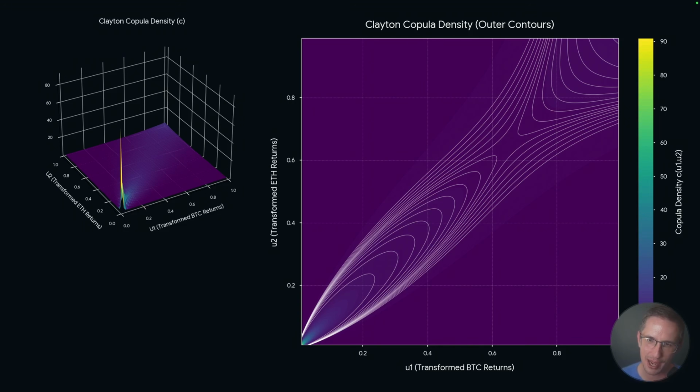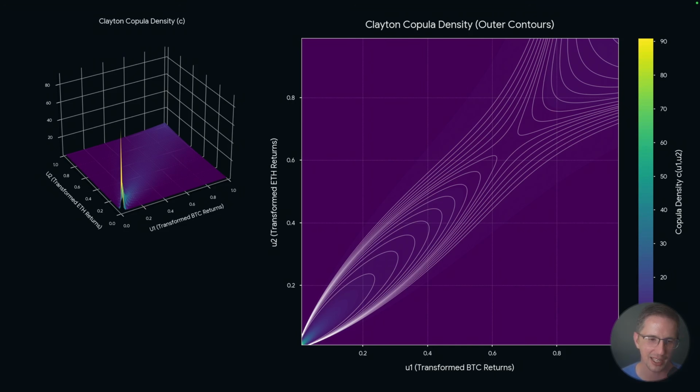But here you can see we have this Clayton copula over here. What this says is there's still dependency between them as prices, or returns, I should say, move to an extreme upside, but not nearly as strong as when they're moving to extreme downside.